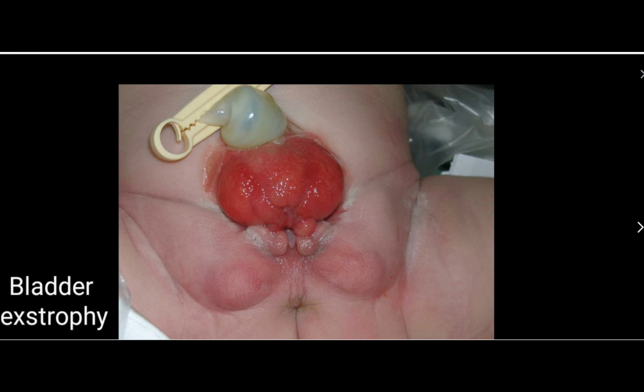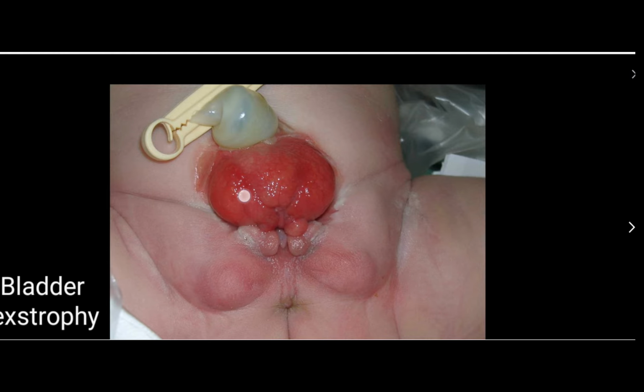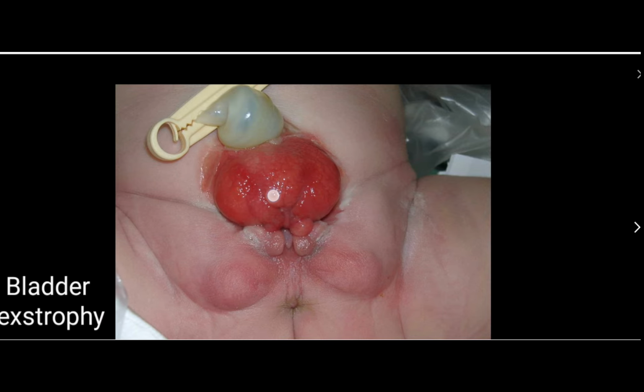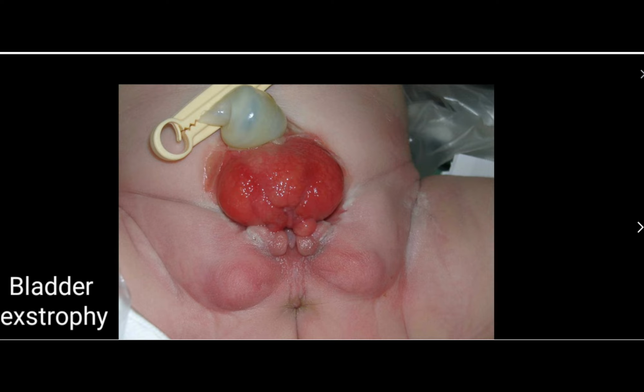Next image we have is of bladder exstrophy. Bladder exstrophy, see this is the umbilicus. Below the umbilicus we have the bladder. So the bladder here is exposed. It is not covered by skin and other tissues. It is basically a defect in the development of the ventral wall. The ventral wall did not develop, so the bladder remained exposed. It is a case of bladder exstrophy.